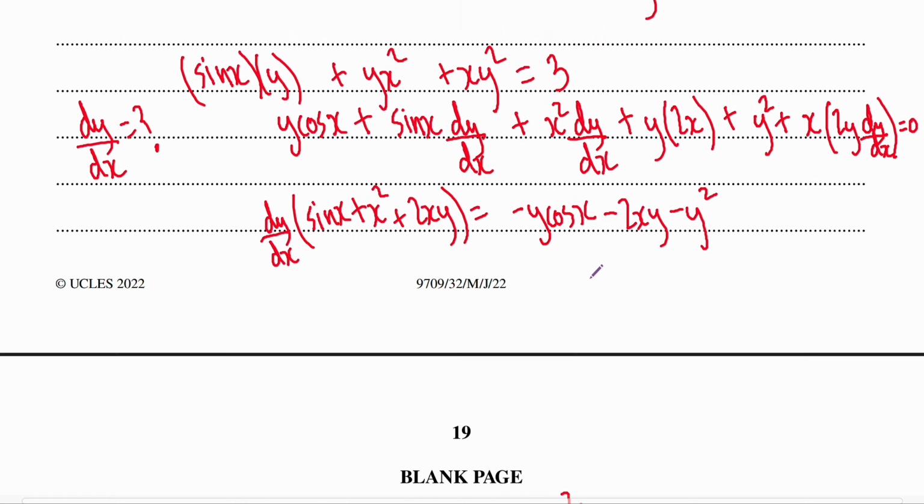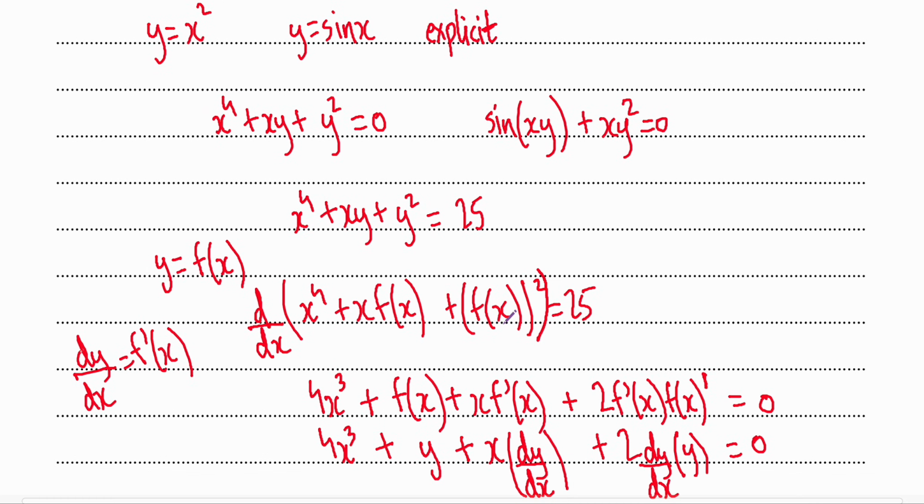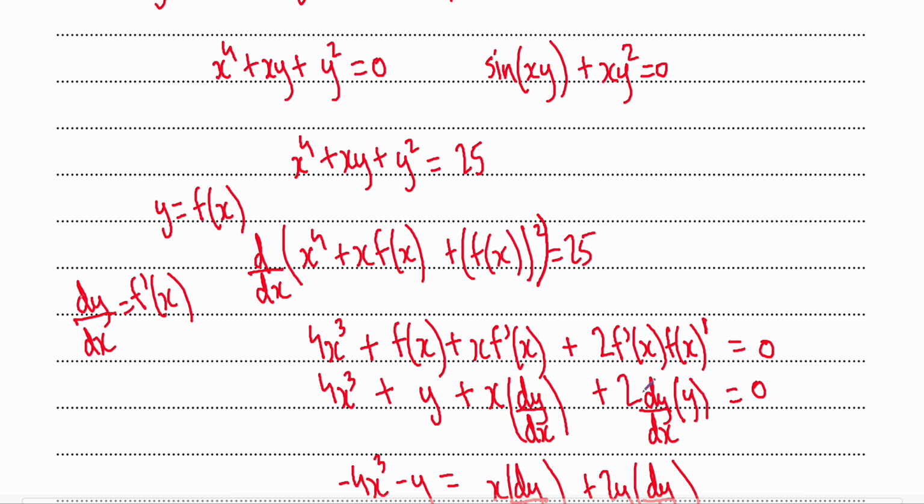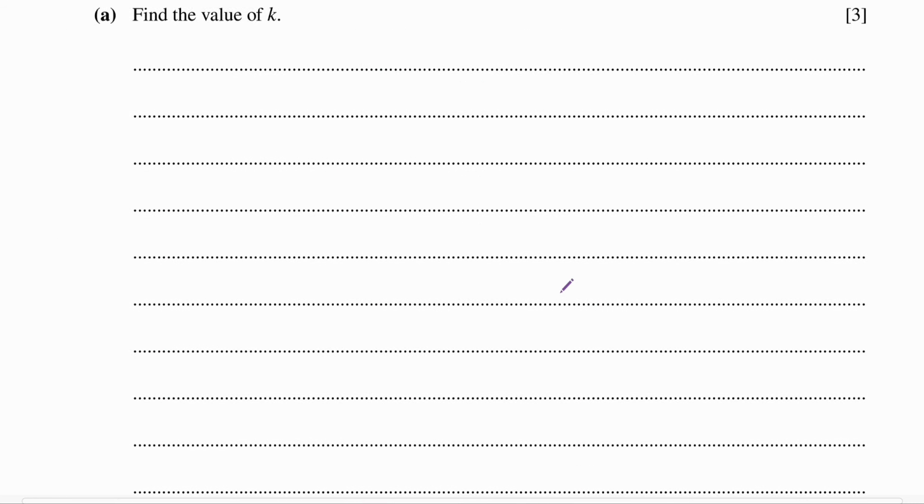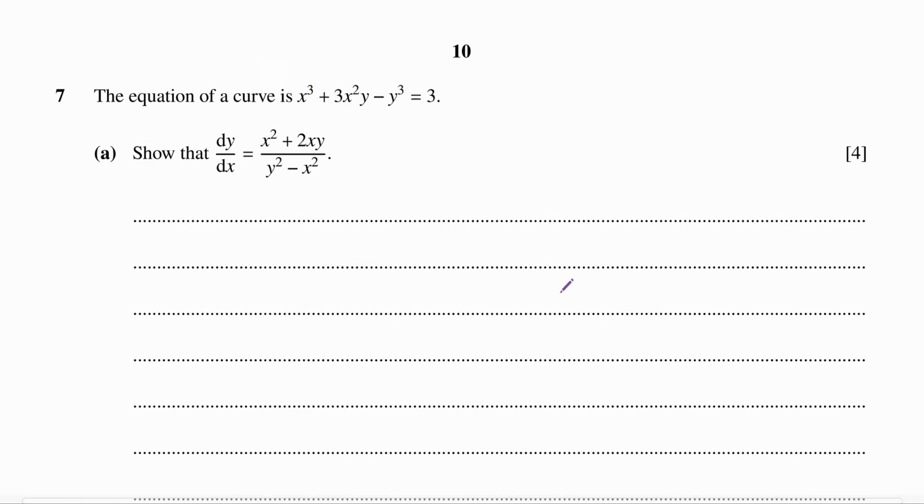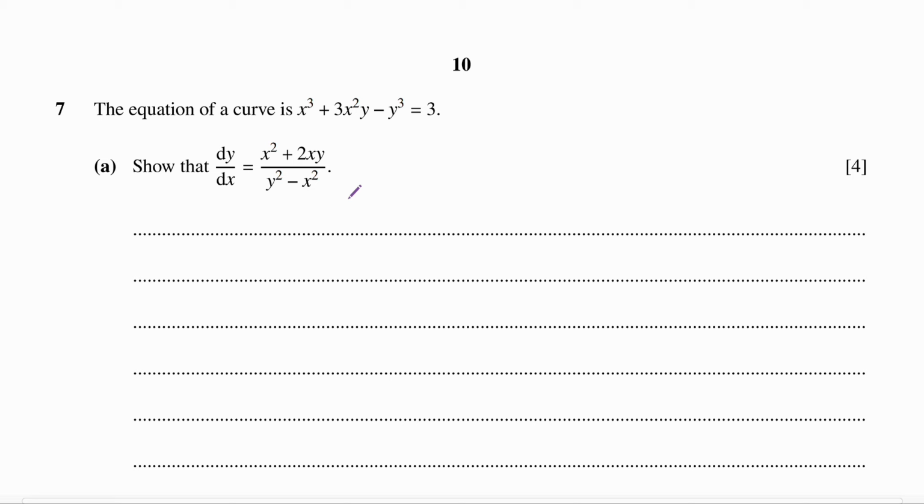But the intuition behind it is that you can use this thing right here, y is equal to f of x, and then you realize that actually, if you simplify further, then you do get the exact same thing. So let's do an example question and see what they ask us and see how we can apply this. So the equation of a curve is x cubed plus 3x squared y minus y cubed equals 3. Show that dy by dx is equal to that. Well, that's pretty simple. That's what we've been doing. So find dy by dx on this.